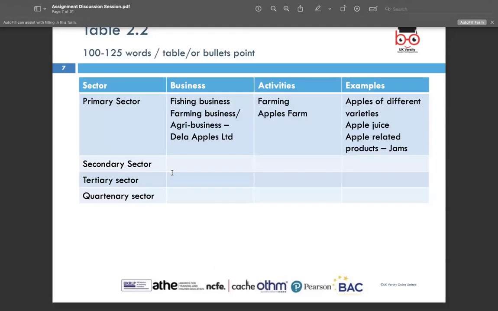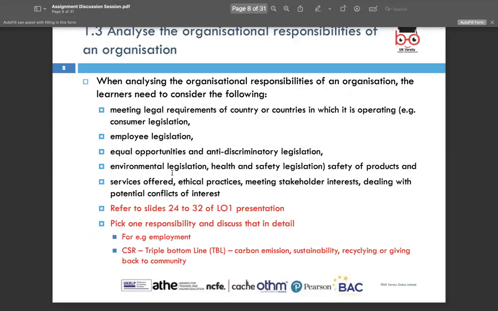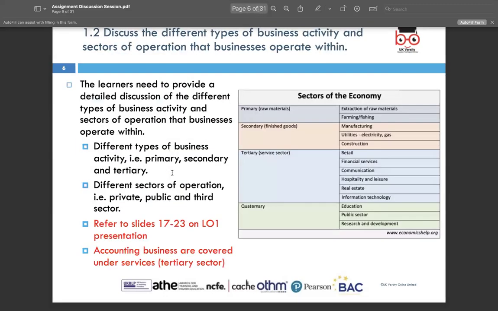Table 2: primary sector, fishing, business activities, examples. So analyze the organizational responsibilities of organizations. Basically, to complete this, discuss the different types of business activities and sectors of operations. To complete this, you need to visit slides 17 to 27, learning outcome 1, where we discuss sectors in which enterprises operate, including the primary sector, the secondary sector, and the tertiary sector.